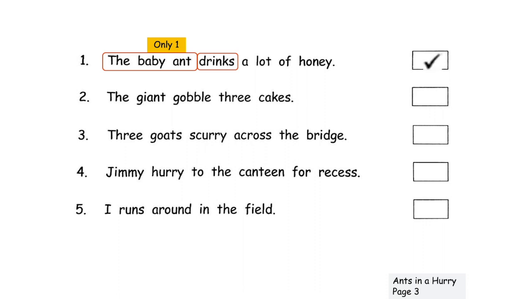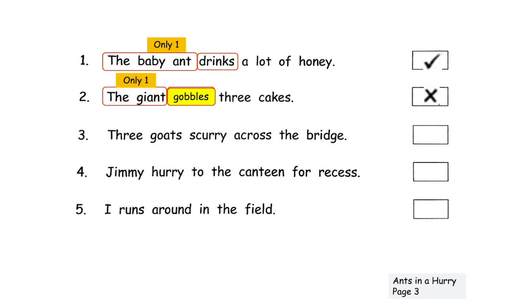Number 2. The giant gobbled 3 cakes. My subject is the giant. My action word, gobble. The giant, there is only one. So I need to add an S to the end of my verb. It should be gobbles and not gobble. Since this sentence is wrong, I put a cross.